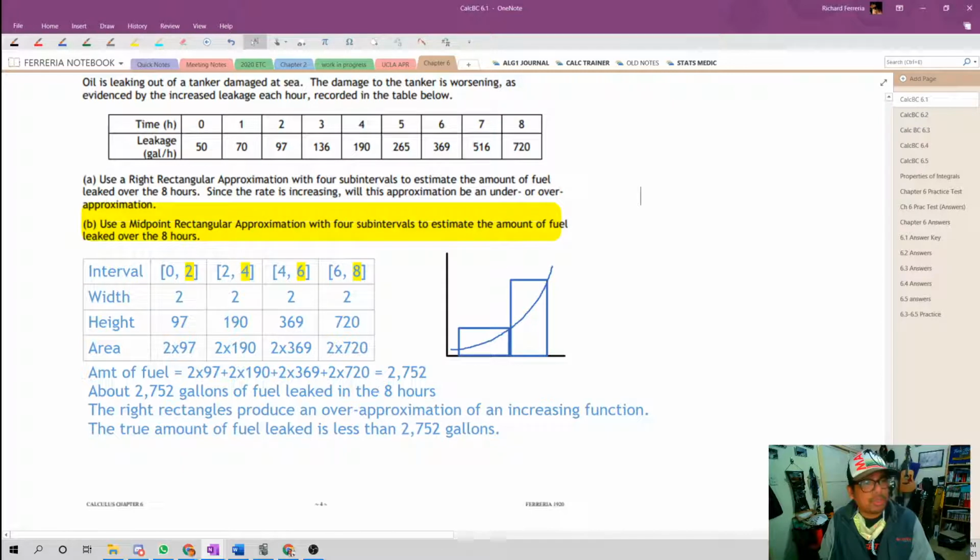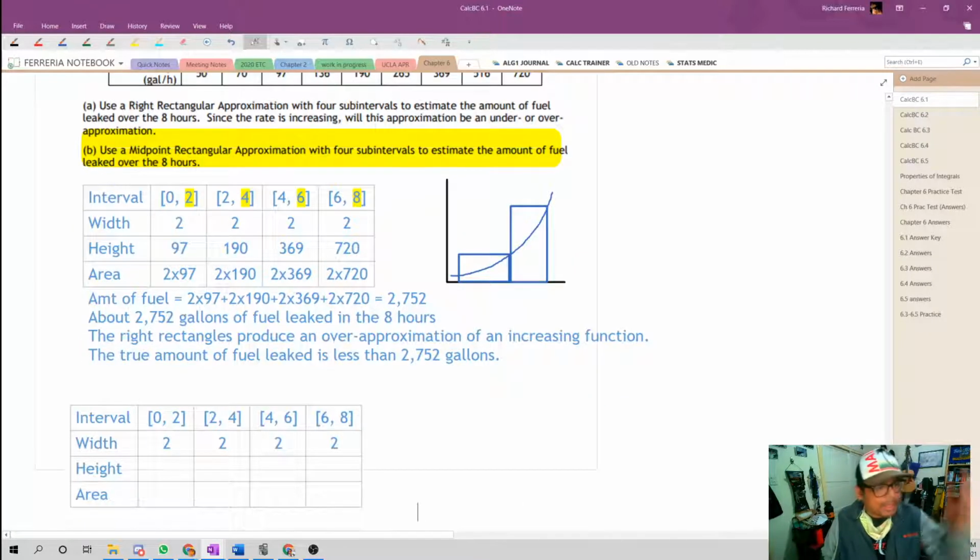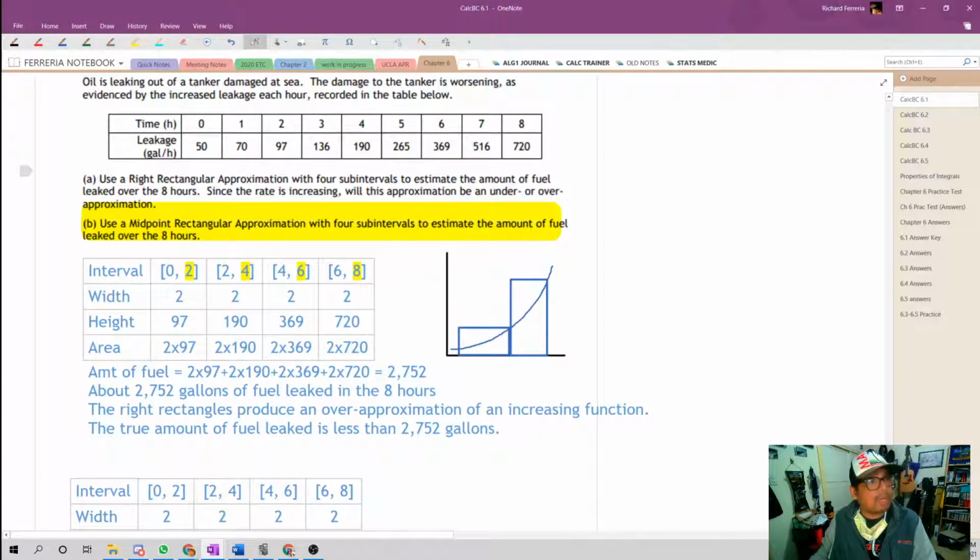And this says to use a midpoint rectangular approximation to estimate the amount of fuel. Now we're going to do the same chart again. But this time we want to get the height at the middle of each rectangle. So for the middle of 0 and 2, we have 70. For the middle of 2 to 4, we get 136. For the middle of 4 and 6, we get 252. And the middle of 6 and 8, we get 516. So let's put all those values in our table.